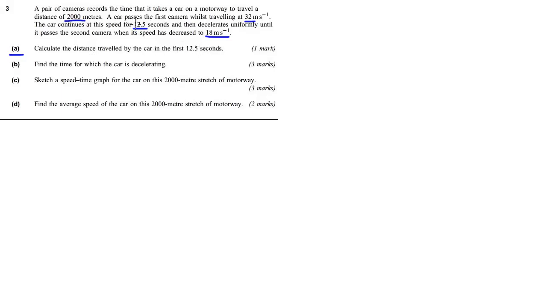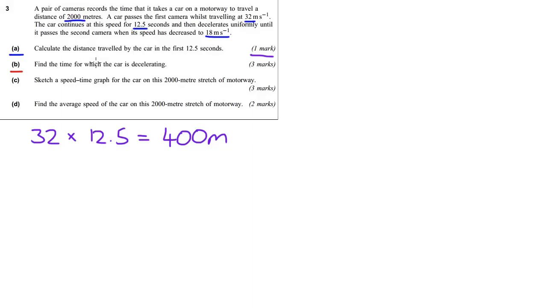So, first question for 1 mark, calculate the distance travelled by the car in the first 12.5 seconds. For the first 12.5 seconds, we're going at 32 meters per second. So, the way to get the distance is to very simply have 32 times 12.5, and that is going to be equal to 400 meters. 400 meters is the distance travelled by the car in the first 12.5 seconds. 1 mark, dead easy.